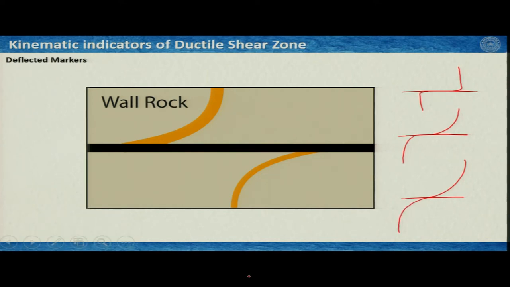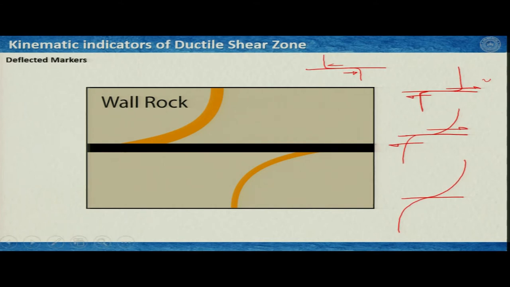Whatever be the case, you look for the closing of the curvature, which direction the curvature is closing. And the direction in which it is closing, your sense of shear is towards that side. So in each case, this is dextral. If it is sinistral, for example, if I take this example in a sinistral form, it has to be like this. So this is where it is closing, so it is this side.